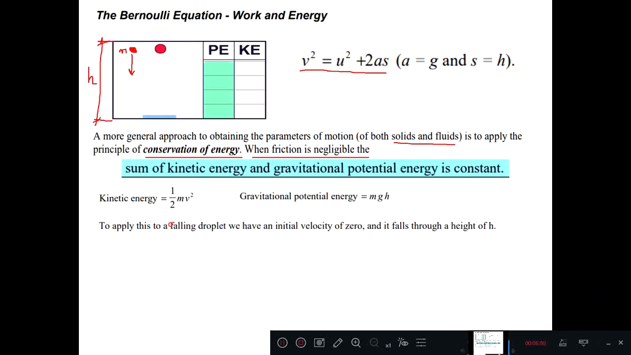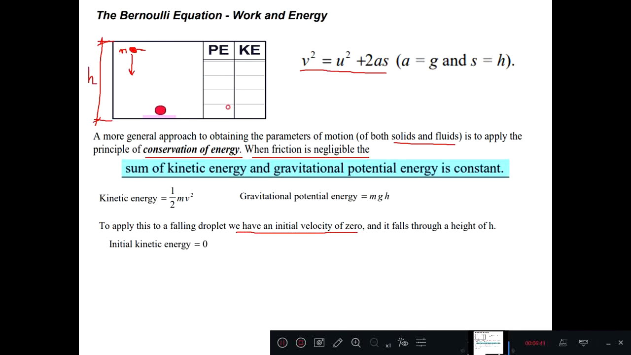To apply this to a falling droplet, we have an initial velocity of 0. Suppose we want to apply the same equation of motion to a falling droplet of liquid: it has an initial velocity of 0 and falls through a height of h. So at this height h, what is the initial kinetic energy? It is 0. At this position, the initial kinetic energy is 0.